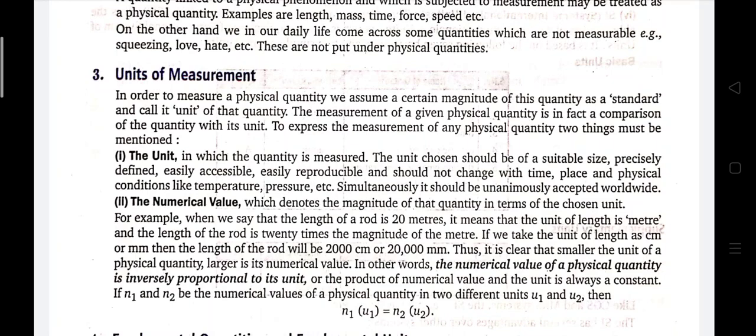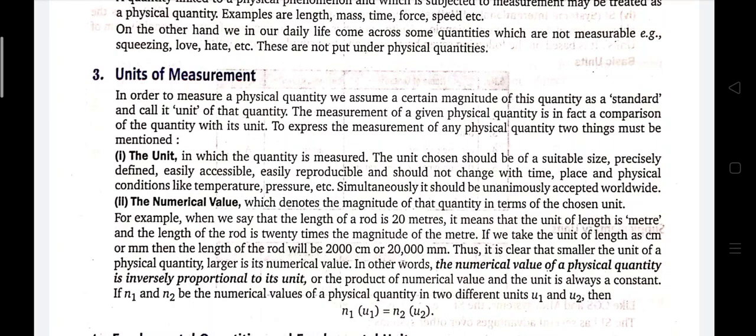So we need a standard quantity so that everybody gets the same answer. So what do we do? We use a scale. If you use a meter scale, you will find that the answers are accurate. Almost everybody is getting the same answer. So that is why we need a standard quantity which we call a unit of that quantity.